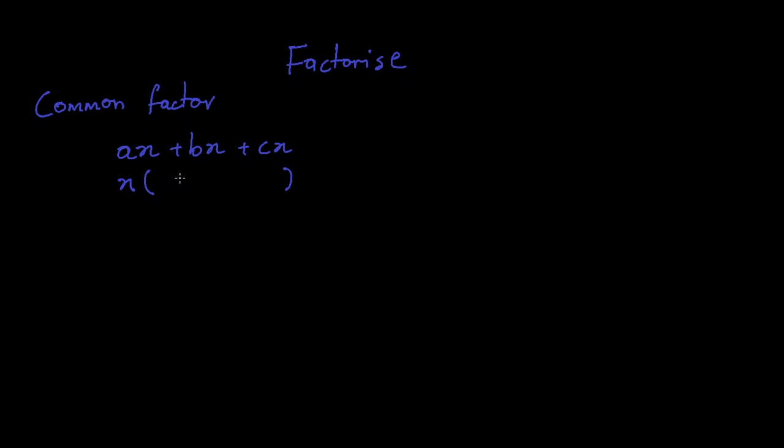So what do I mean by that statement? If I go back to the original one, I take my ax, then divide it by the common factor here. The x will take this x, then I'll be left with a. So my new term here is going to be a plus, and I do the same thing for b. I take my bx, divide it by the x, and I get the b. That would be my second term here. So it's a plus b plus c.